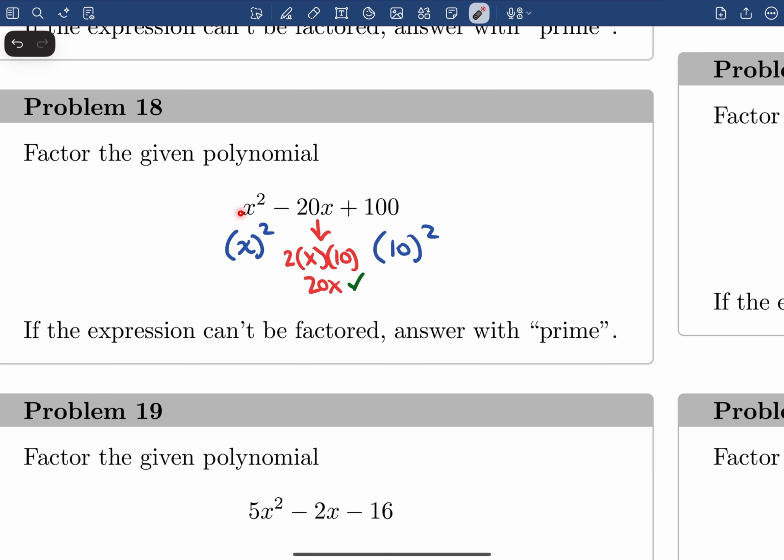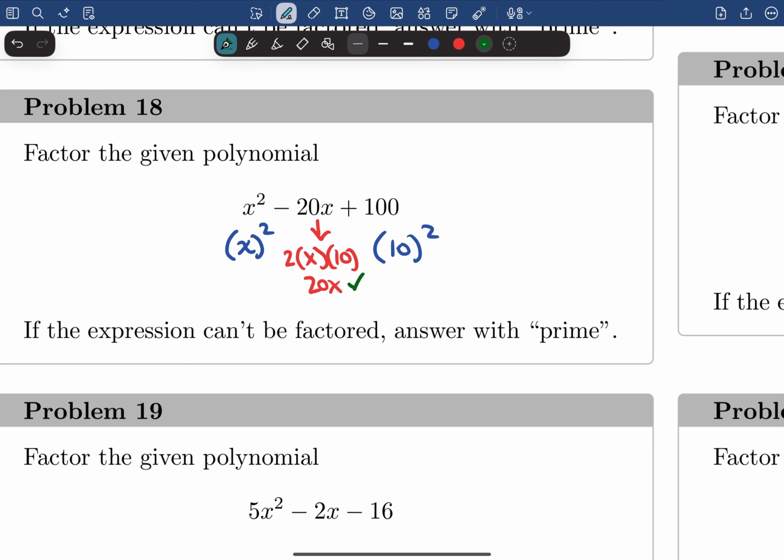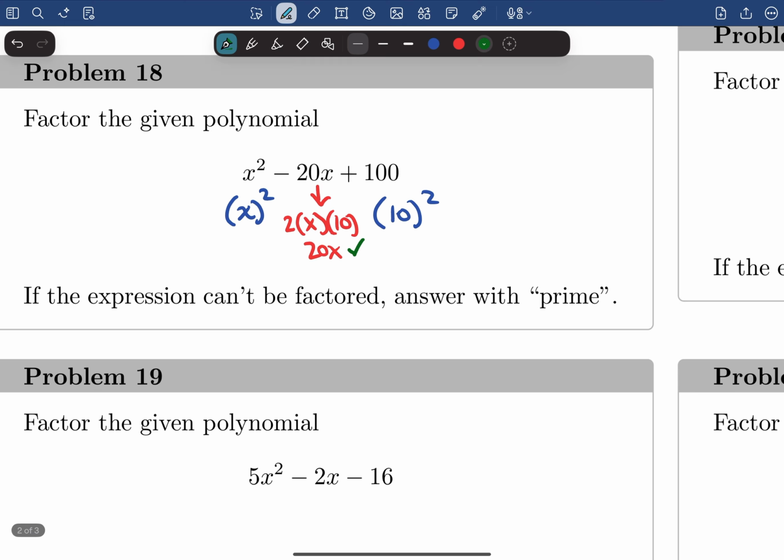Is the first term a perfect square? Yes. Is the last term a perfect square? Yes. Is the middle term 2 times the first base times the second base? And the answer is yes. Well, why did I do all of that? Because now factoring is very simple. And here's how you factor it.